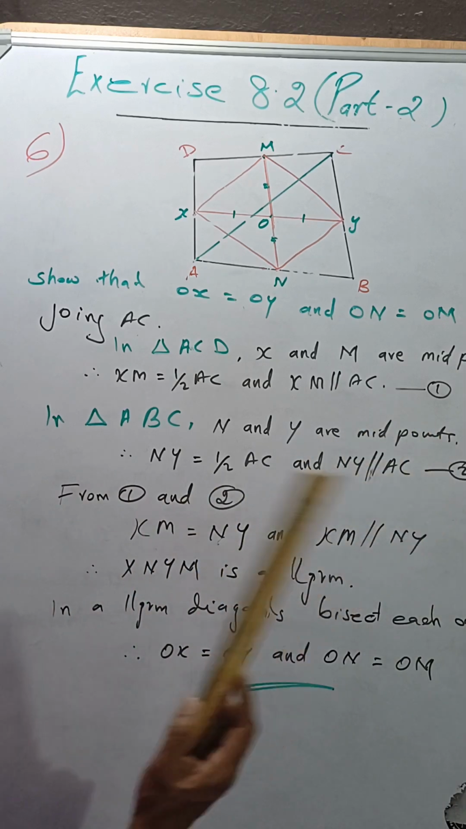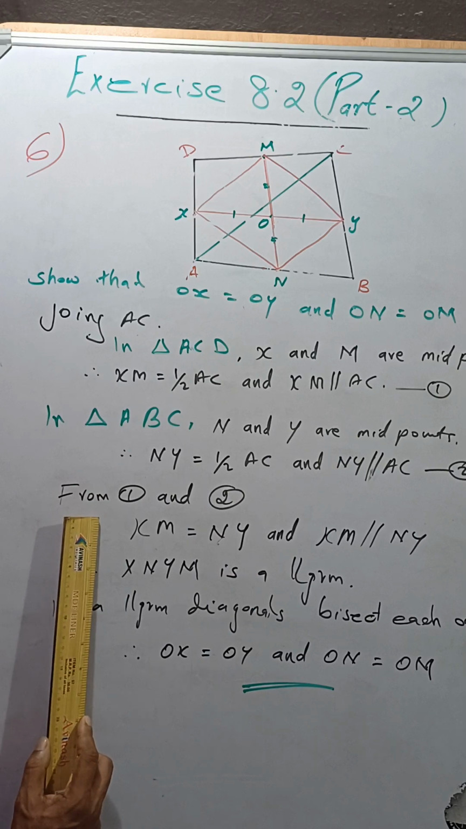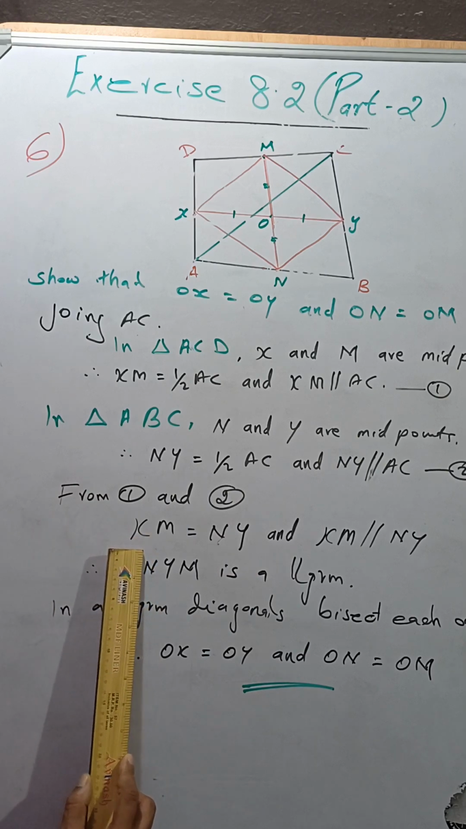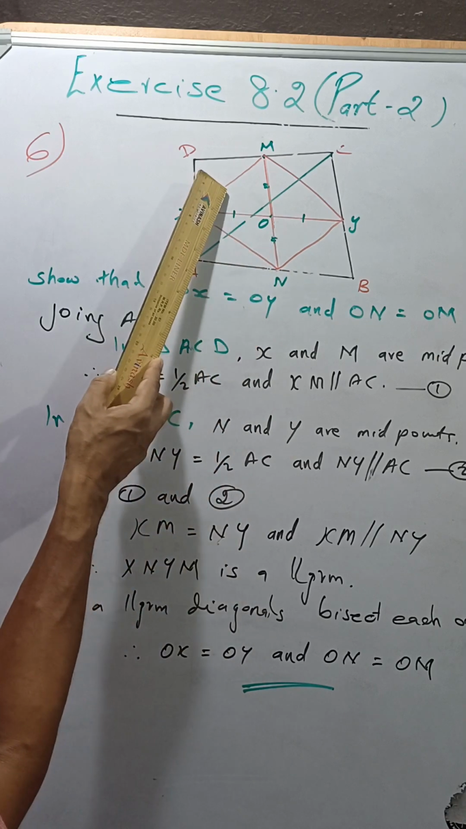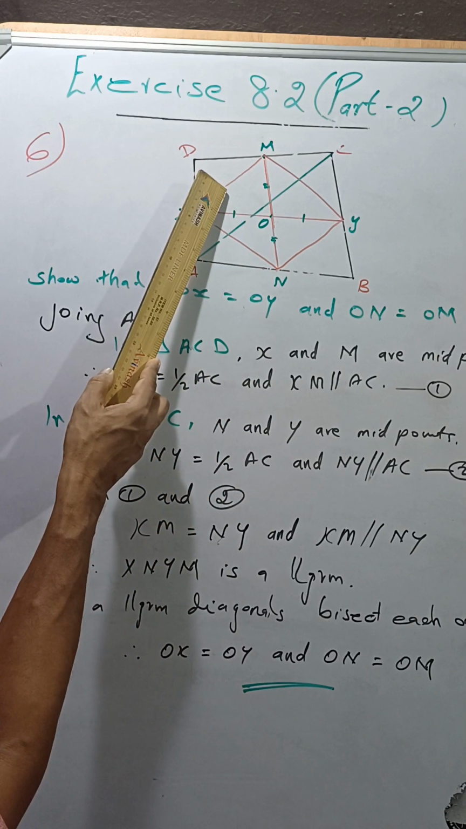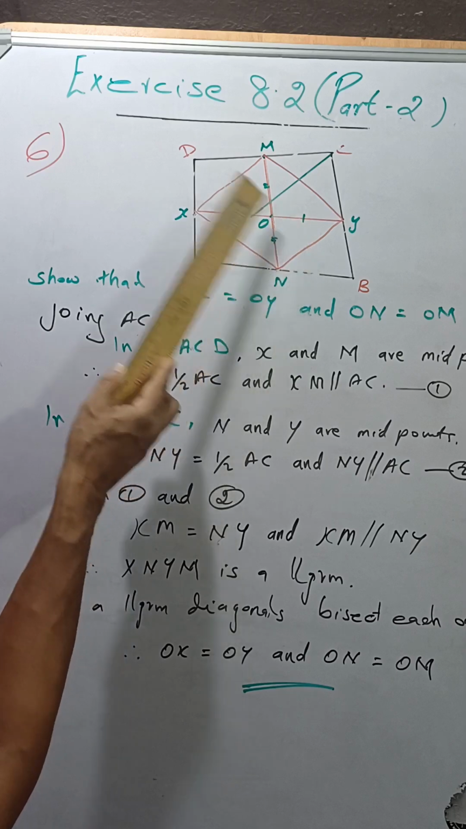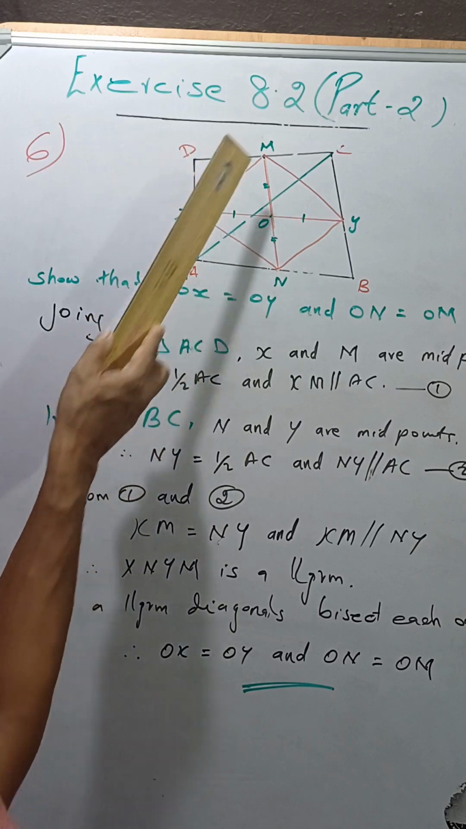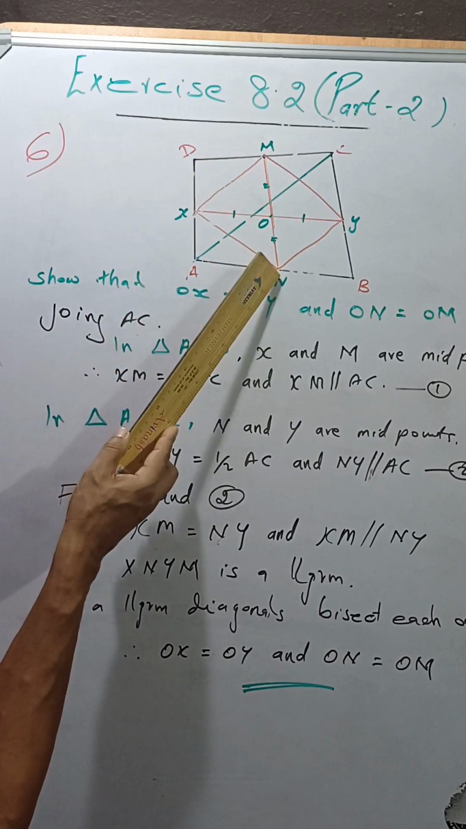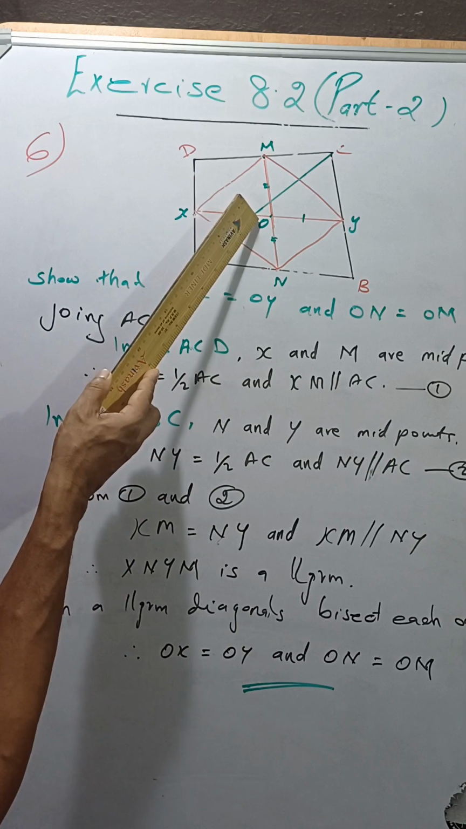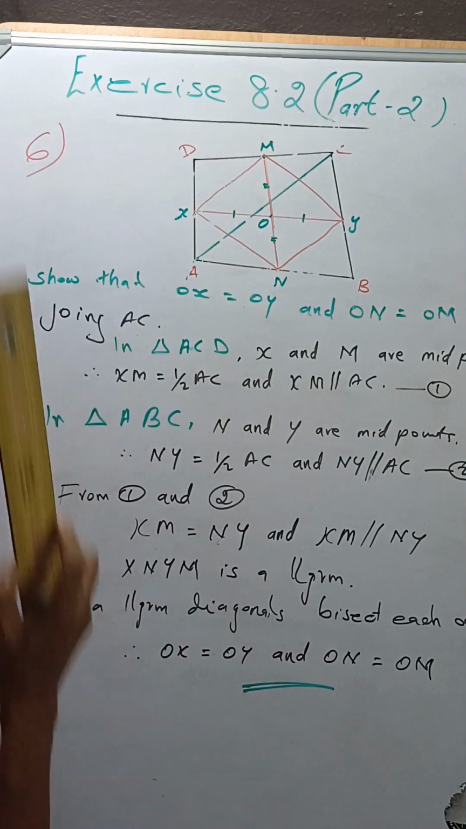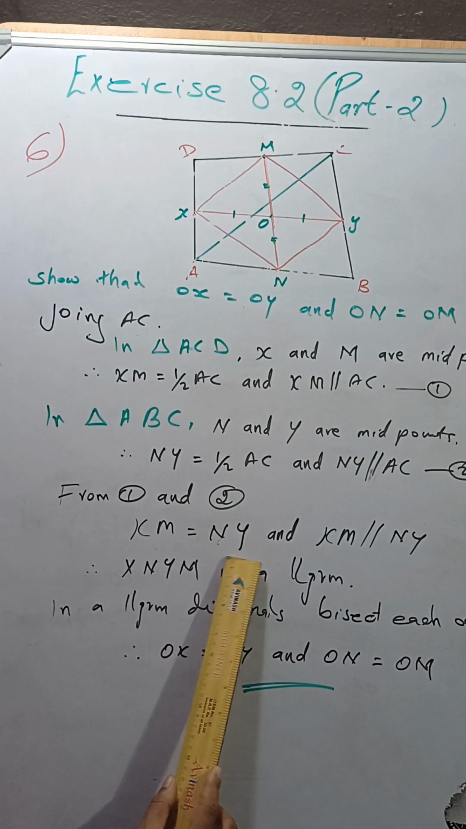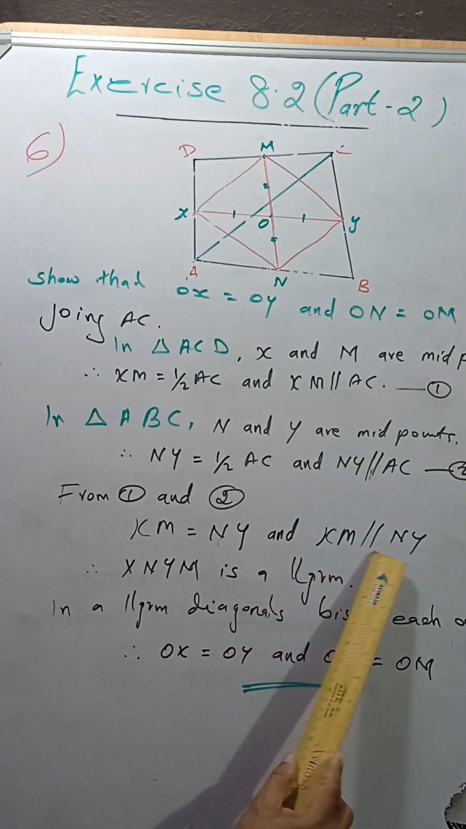From 1 and 2, we can say XM is equal to NY. These both are equal because XM is half of AC as well as NY is half of AC, which means these both are equal and parallel. XM is equal to NY and XM is parallel to NY.